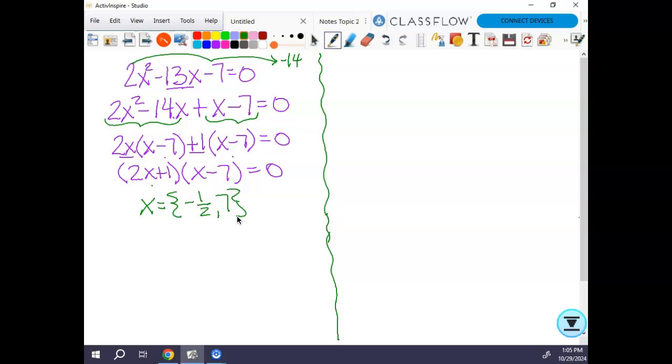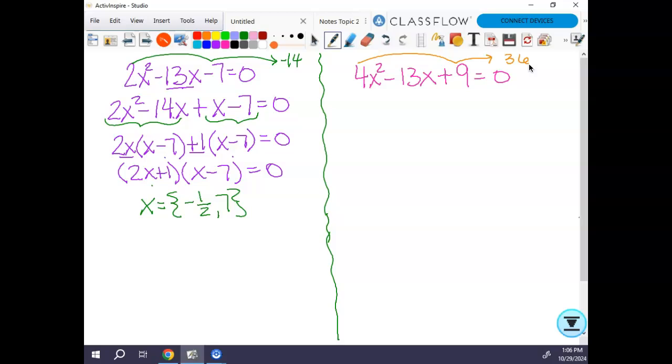All right, so here's the next one. We'll do 4x squared minus 13x plus 9 equals 0. So what am I going to multiply together? 4 and 9, okay? So I'm going to multiply 4 times 9. That gives me what? 36. Okay. So I need two numbers that multiply to give me 36 and add to give me negative 13.